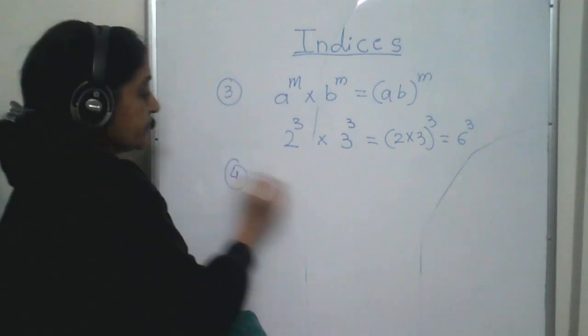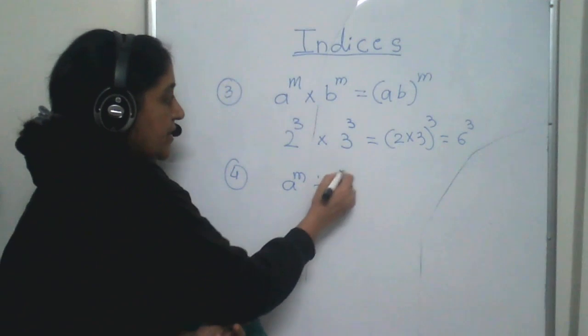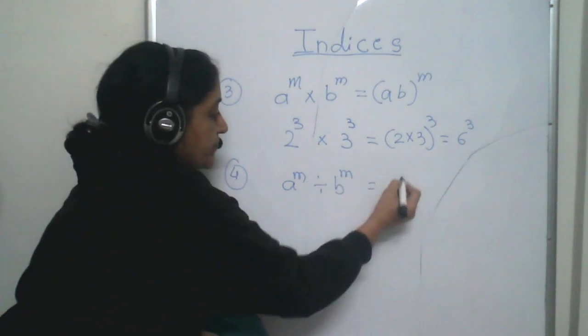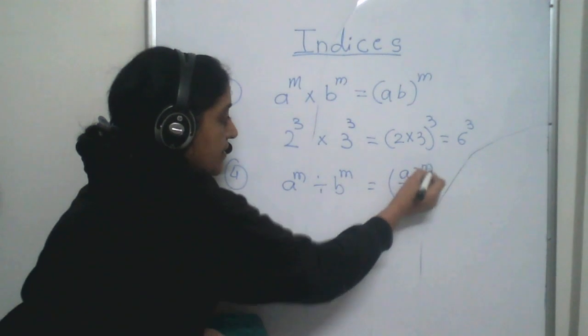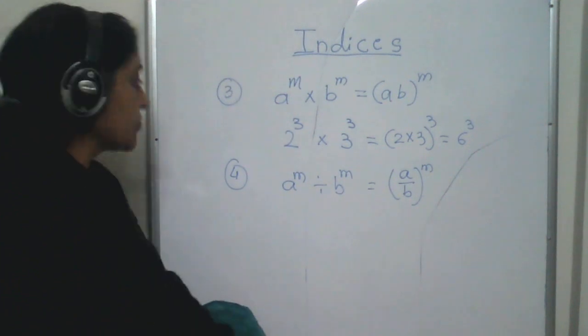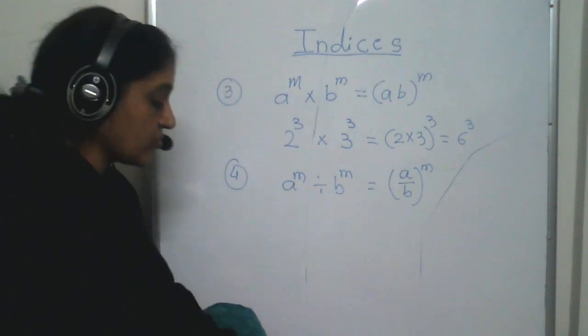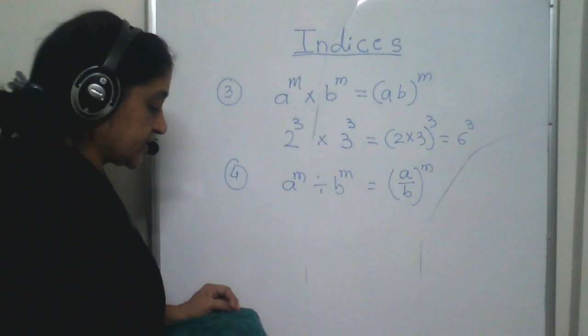The fourth one, a to the power m divided by b to the power m, is going to be a upon b raised to the power m. This is what is going to happen. Now, okay, we could cover 4 of them. 4 to 5 more are there. We'll see what they are.